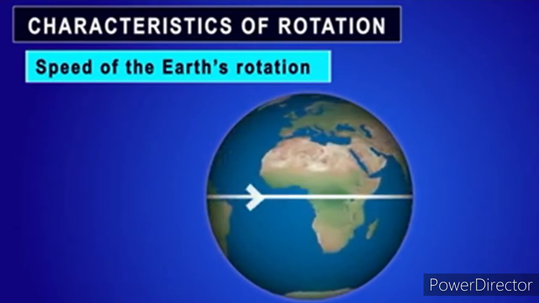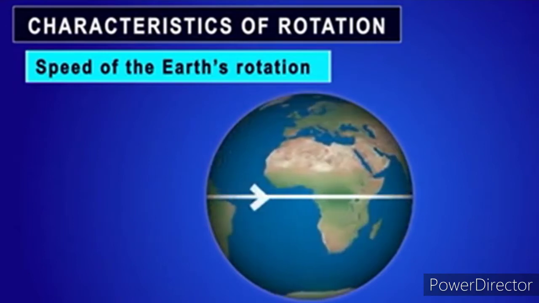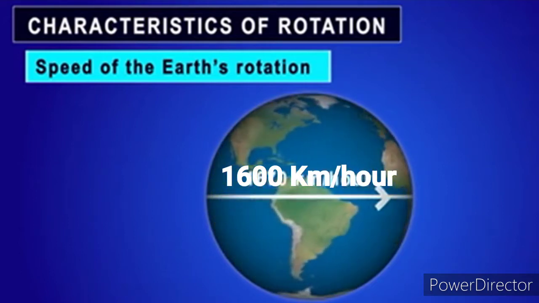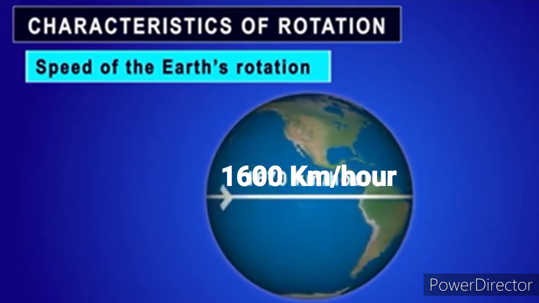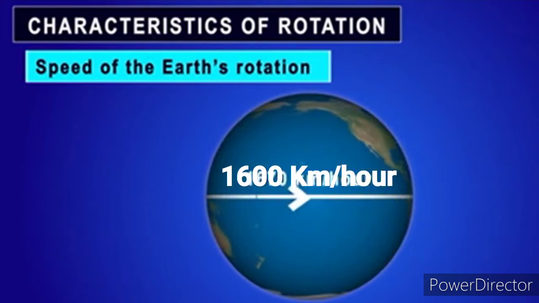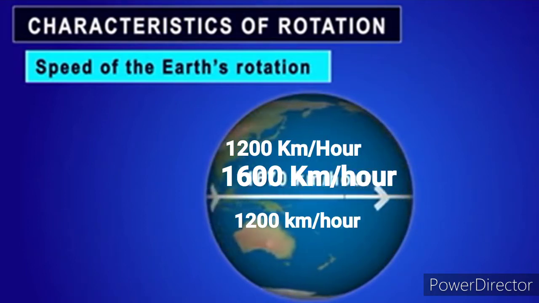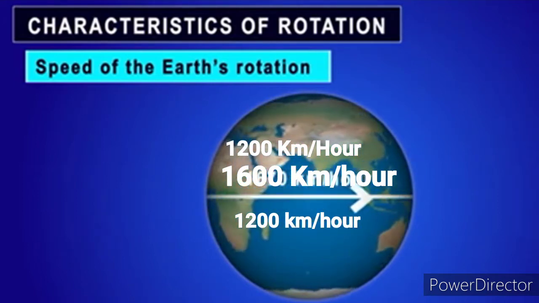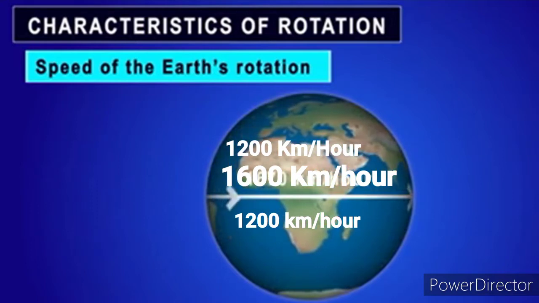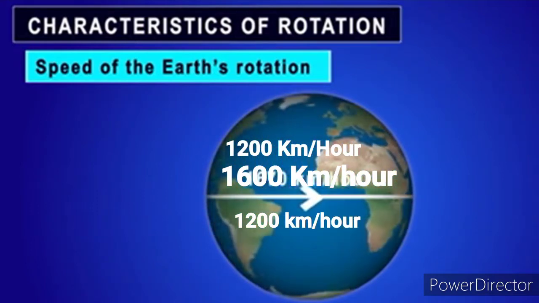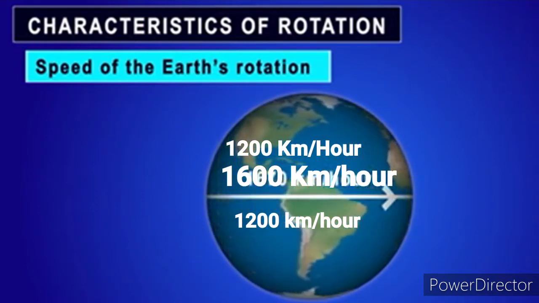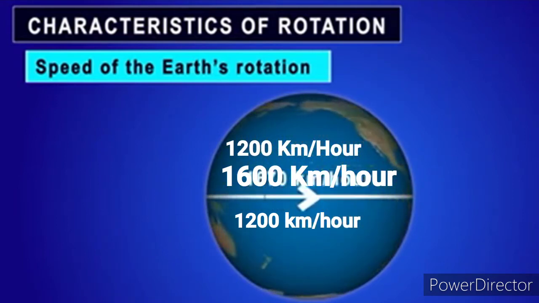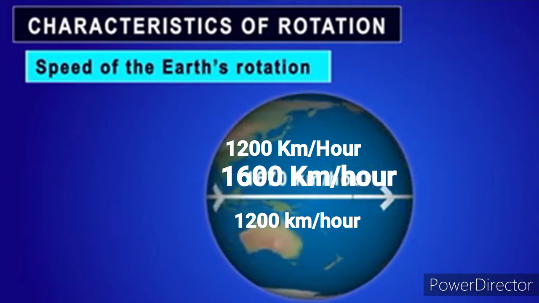The third characteristic is speed of the Earth's rotation. The Earth rotates at a speed of 1600 km per hour at the equator, 1200 km per hour at 45 degree north and 45 degree south, and the speed further decreases at the poles. The difference in speed is because at the equator the Earth is bulging and flattening at the poles.